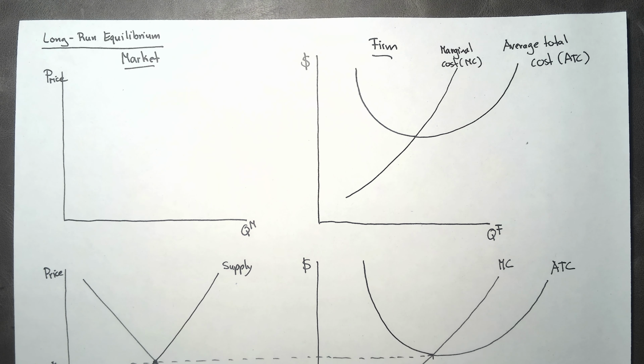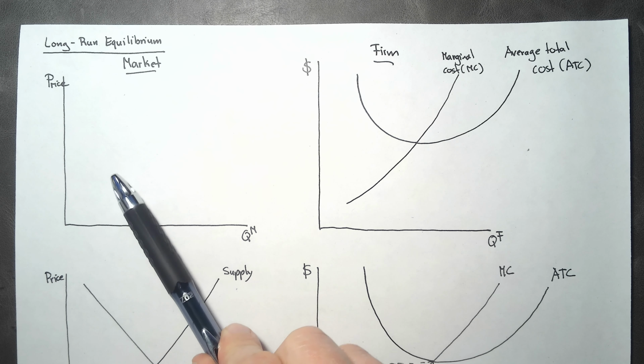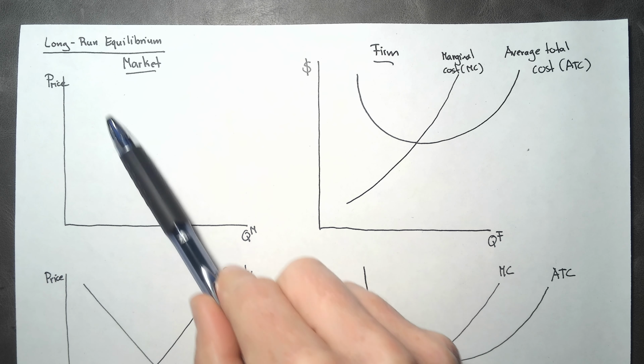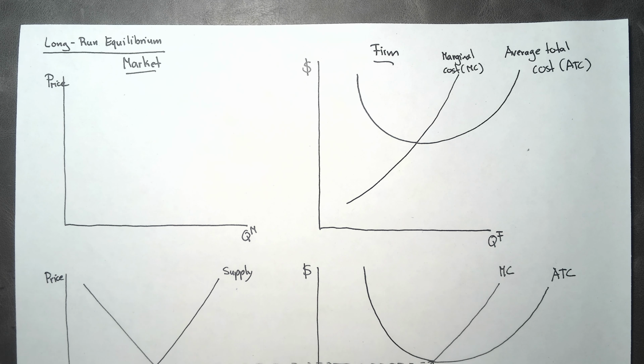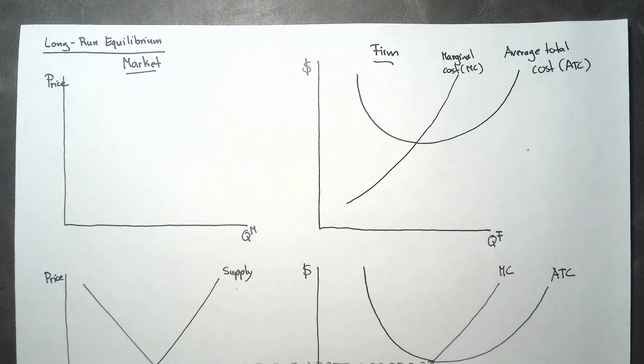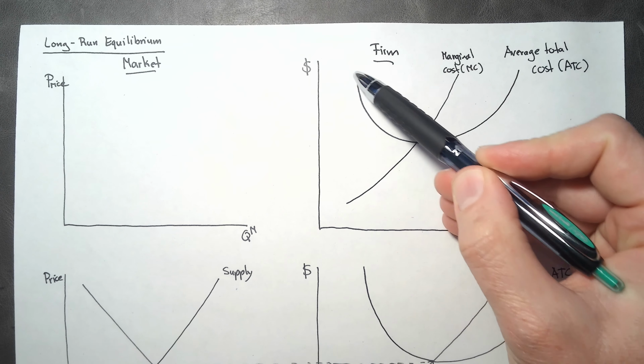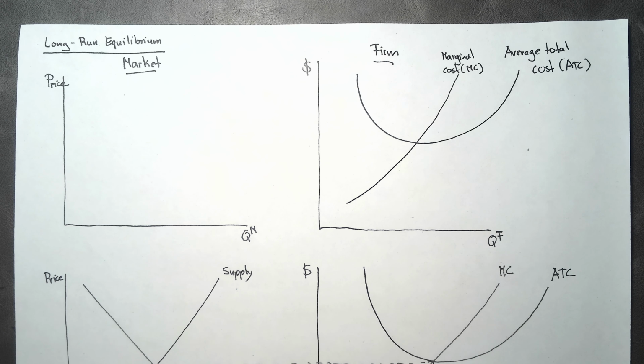Now, in this video, let us look at the long-run equilibrium in a perfectly competitive market. So let us have a look at the first two graphs that I have drawn at the top. On the left-hand side, you have the market, with the supply and demand curves not yet drawn, and on the right side, you have the firm. For an individual representative firm in this competitive industry, we have the marginal cost curve, and we also have the average total cost curve drawn here.